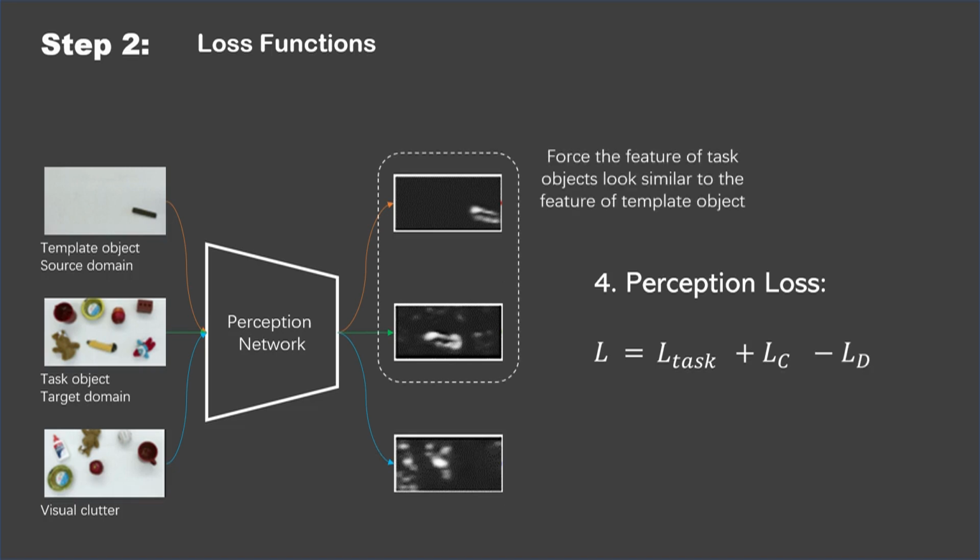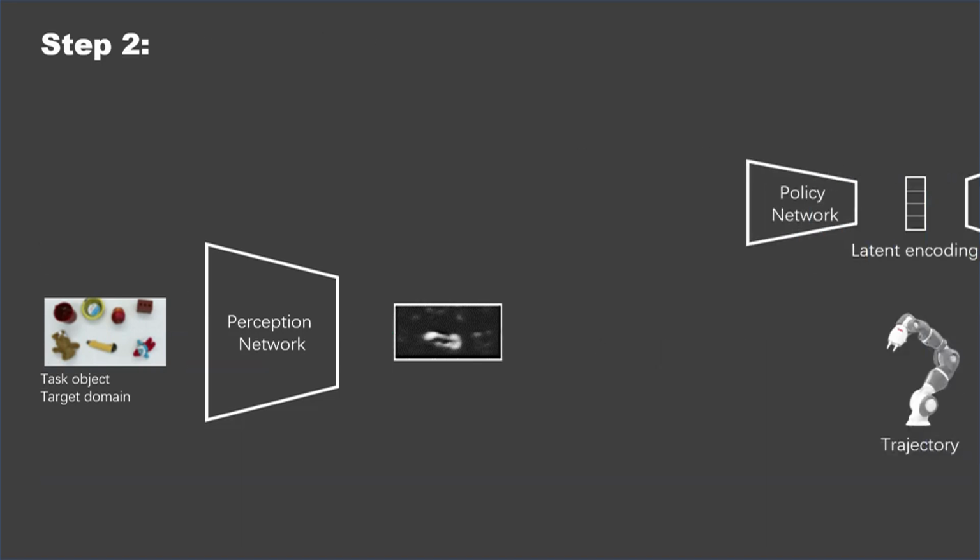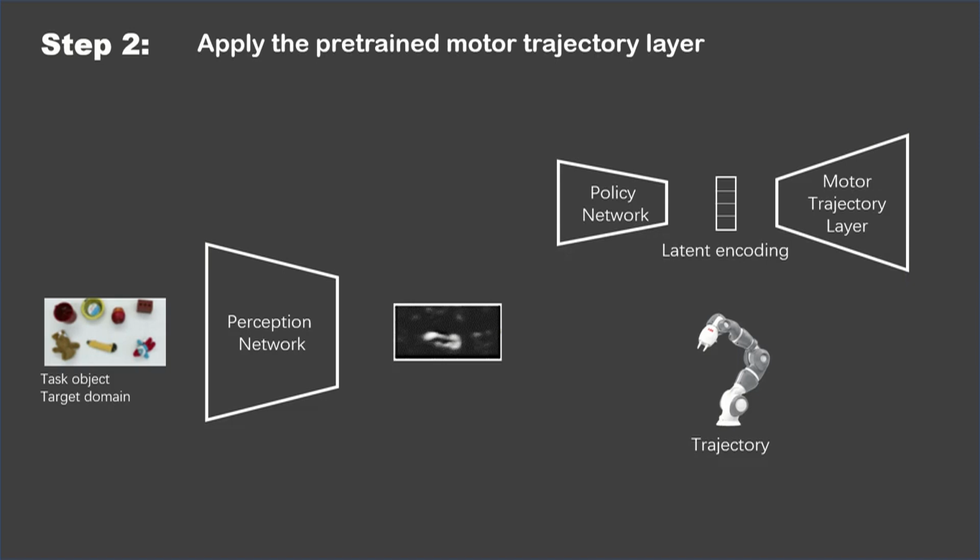Finally, the perception network should maximize the discriminator loss to fool the discriminator, so that we can generate the same feature from the task and template object. We train the perception network and other three networks iteratively until converged. Once everything is ready, we can link our final pipeline by first sending the task object image to the perception network to extract features, then to the policy network we just trained to generate latent encodings, and finally to the motor trajectory layer we trained in step 1 to get our trajectory that can solve the task.